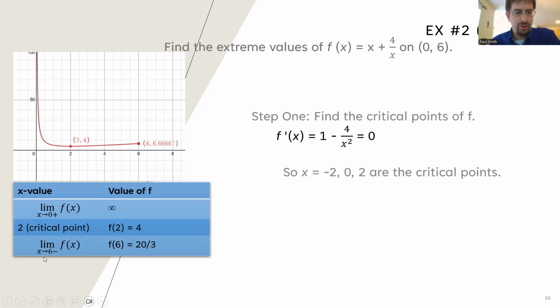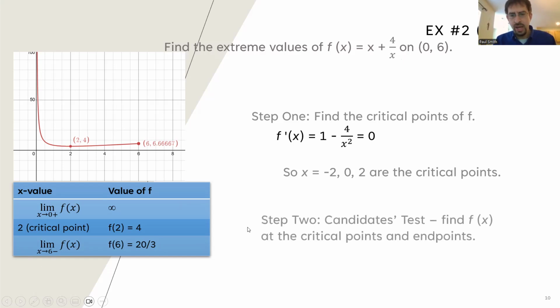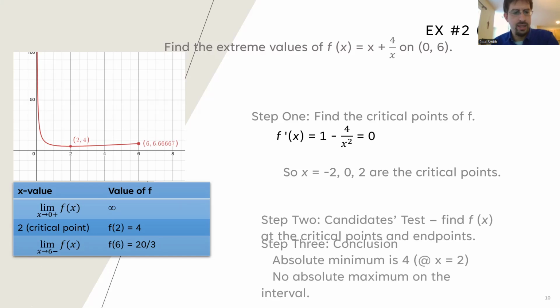Similarly, if I test a little bit to the left of 6 and I plug in, I get 6 plus 4/6, which ends up being 20 over 3. So we have a little bit of an issue here. Even though it's not a closed interval, we can see that we've got an absolute minimum at x is equal to 2. That's our critical point. I notice I didn't even have to test -2 because that's not even on the interval.